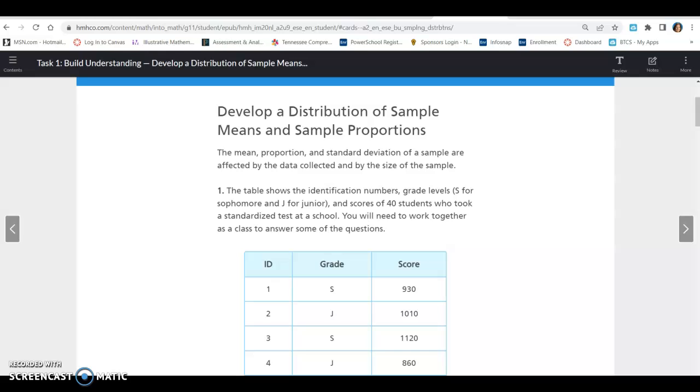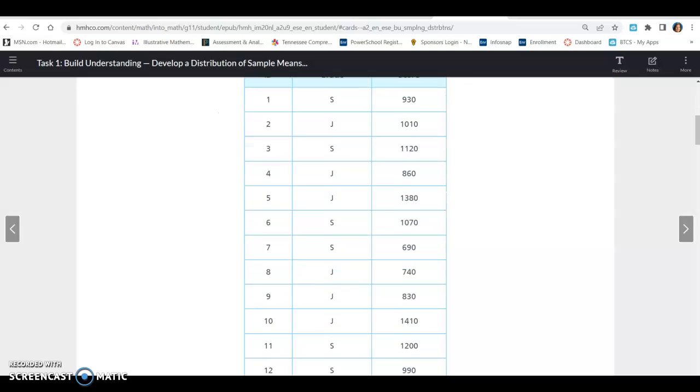The mean, proportion, and standard deviation of a sample are affected by the data collected and by the size of the sample. The table shows the identification numbers, grade levels, S for sophomore and J for junior, and the scores of 40 students who took a standardized test at a school. You will need to work together as a class to answer some of the questions.